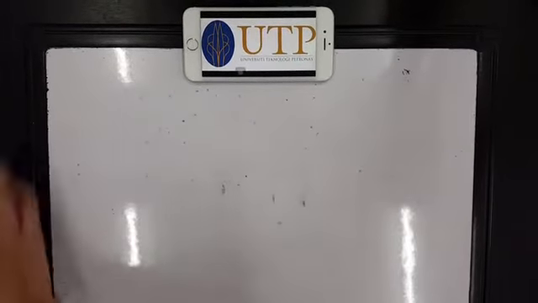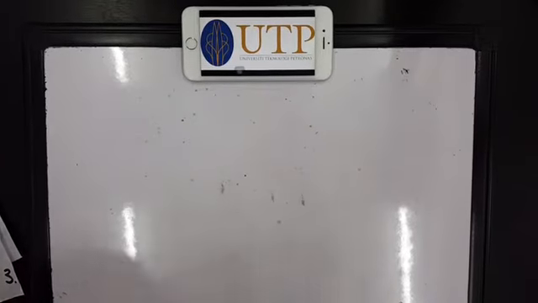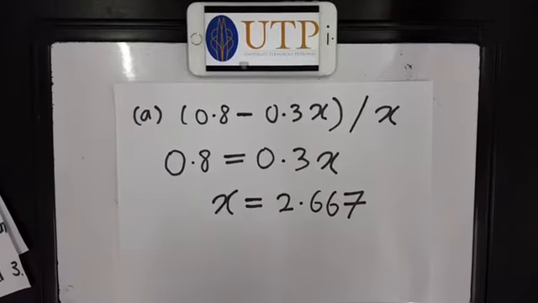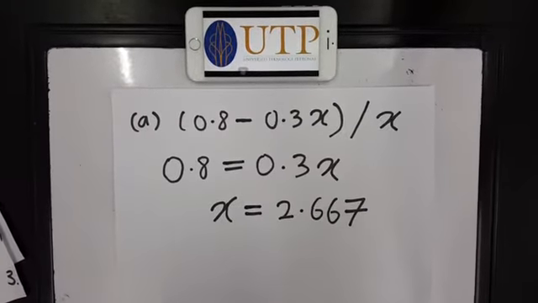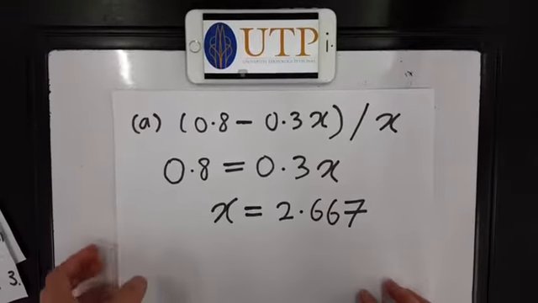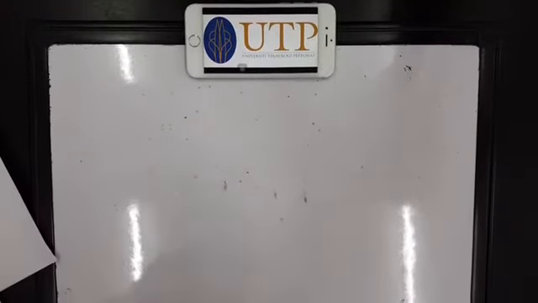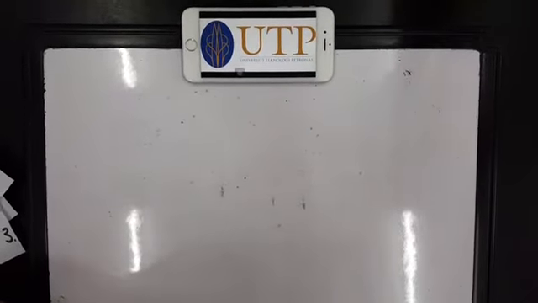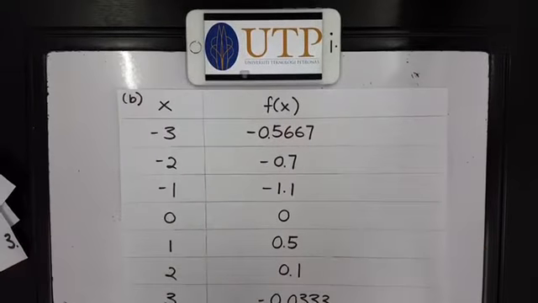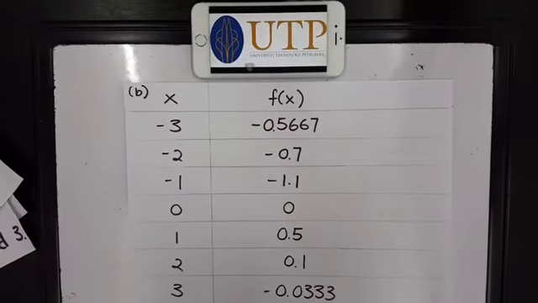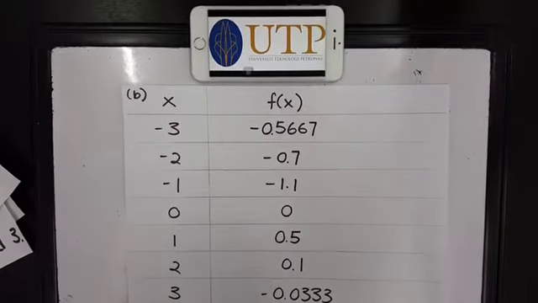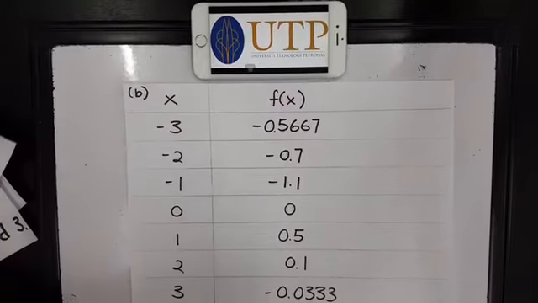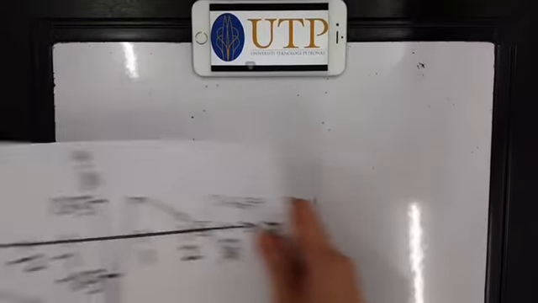So the first one, analytically. For the analytical method, we assume that f(x) equals 0, and we get a true value of x equals 2.667. Next, for B, the graphical method. We just substitute different values of x into the equation. We have made a table of x from -3 to 3, calculated the value of f(x), and therefore we get a graph which looks like this.